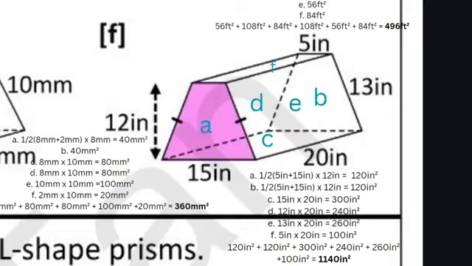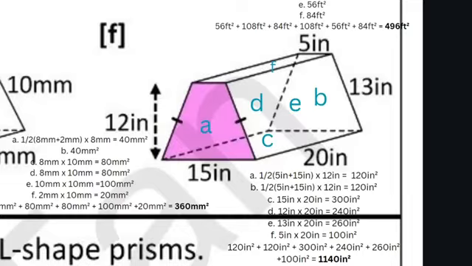To calculate C, we have to take 15 inch times 20 inch, which is equals to 300 inch square. And to calculate D, we have to take 12 inch times 20 inch, which is equals to 240 inch square. Then to calculate E, we have to take 13 inch times 20 inch, which is equals to 260 inch square.